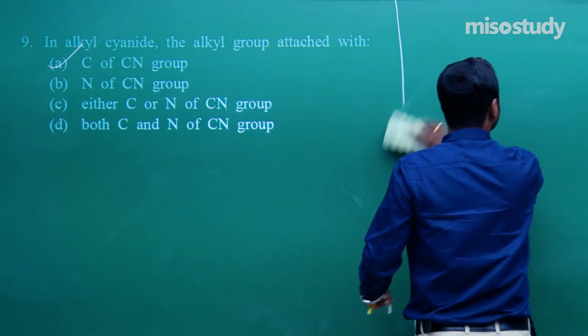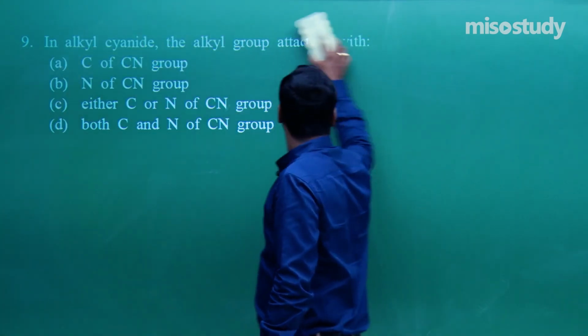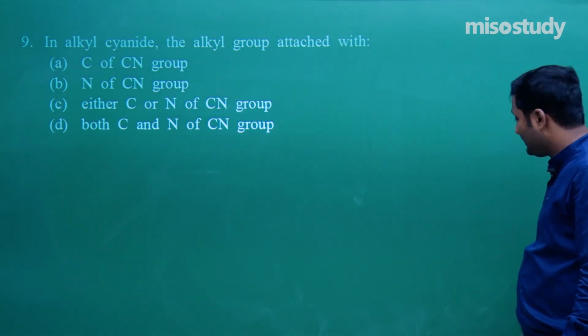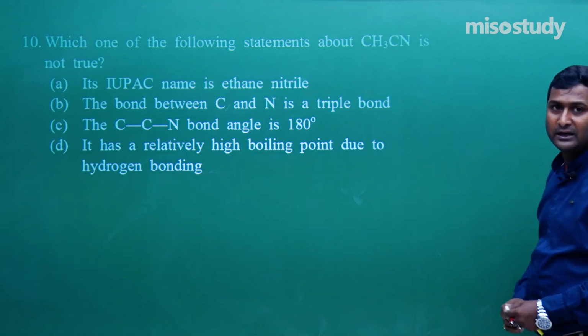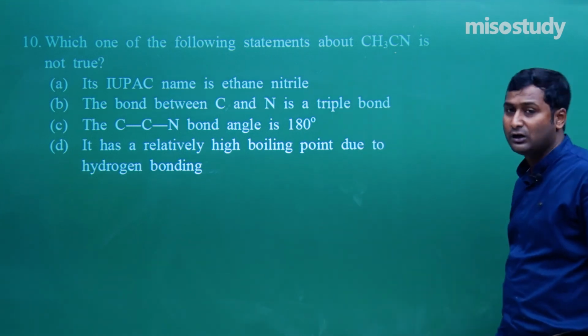Wait for a moment, give me a few seconds. Now let's move to the next question. What is the next question? Check it out, question number 10. Which one of the following statements about CH3CN is not true?